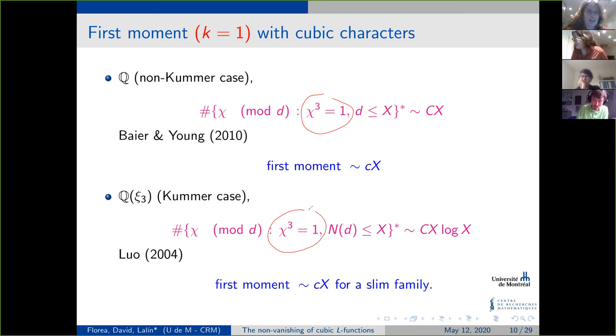That's basically what a cubic character is, and it satisfies all the definitions that I gave you before. And so the question is, what is known about cubic characters? Much less is known. I mean, in the last slide, I gave you results about quadratic characters.